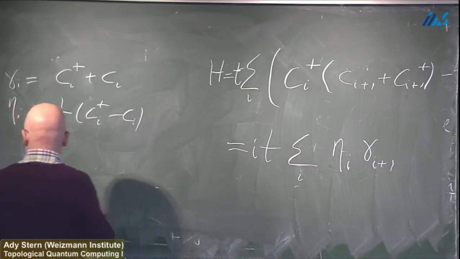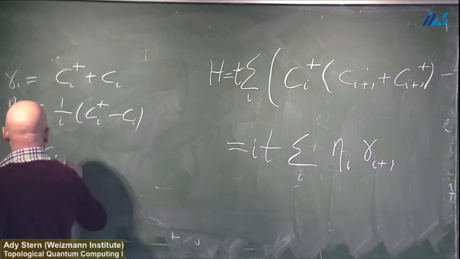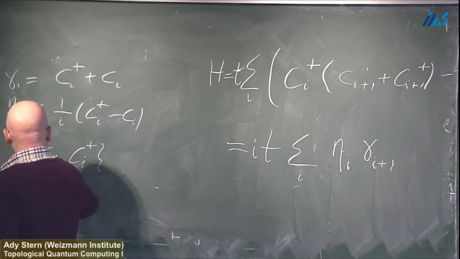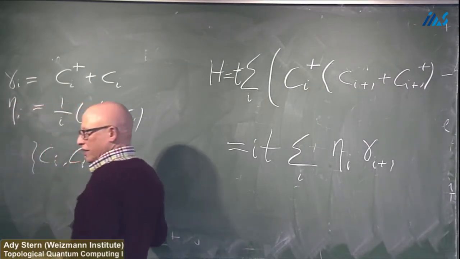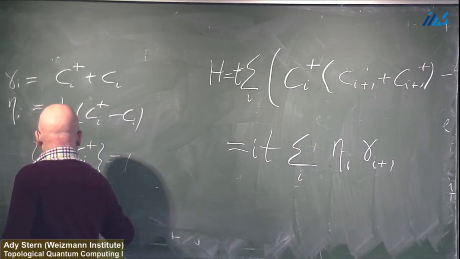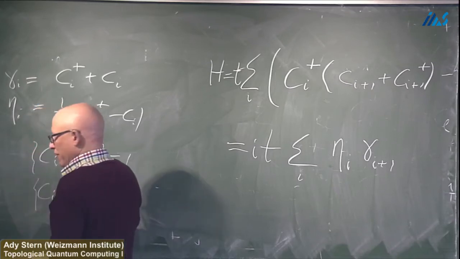Okay. Good point. I should have said that. These are electronic operators. These are fermionic operators. So c_i and c_i dagger anti-commute with an anti-commutation relation of one, and everyone else, c_i, c_j, with or without daggers, anti-commutes.